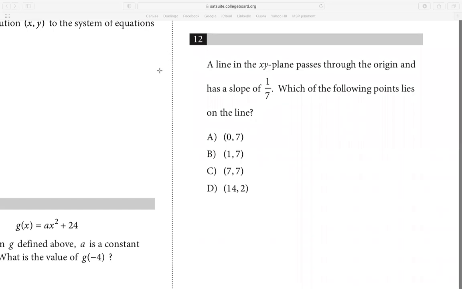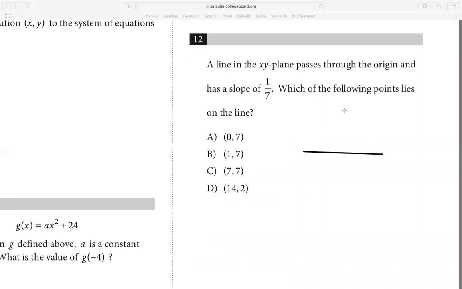Okay, so let's take a look at question 12. Question 12 says a line in the xy plane passes through the origin and has a slope of 1/7. Which of the following points actually lies on this line? We have four options for you. Basically, I just want to draw the xy plane.